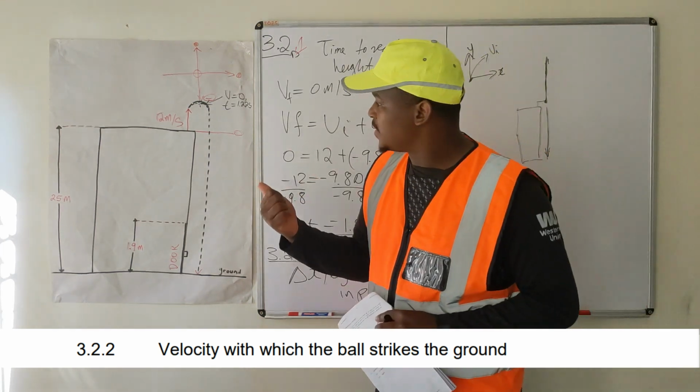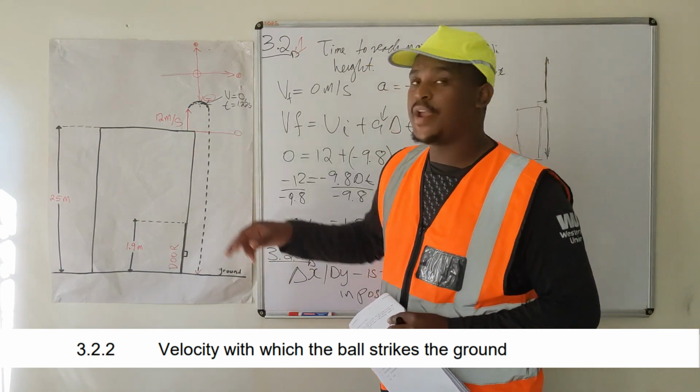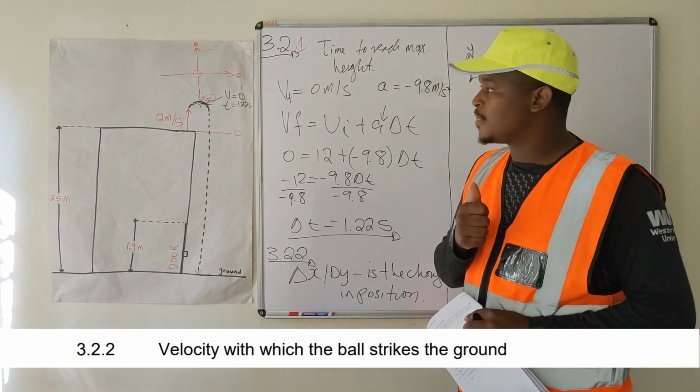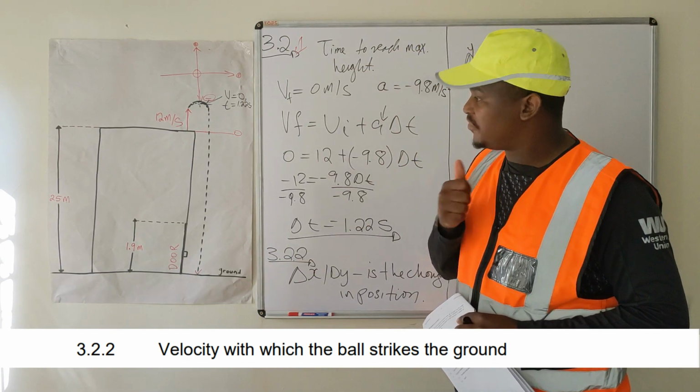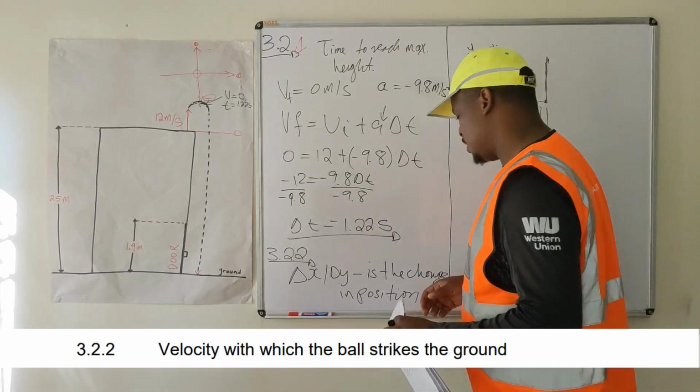So now we have the displacement. We have the initial velocity, right? So what is the final velocity? That's what we're doing.